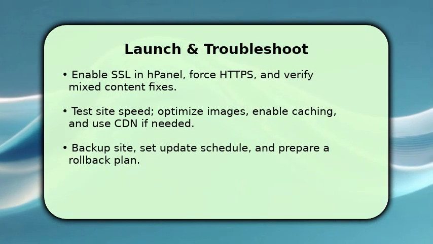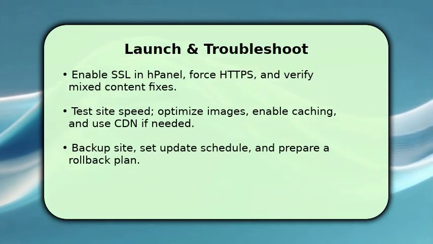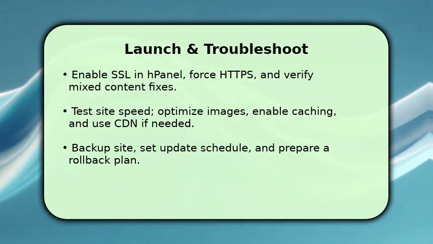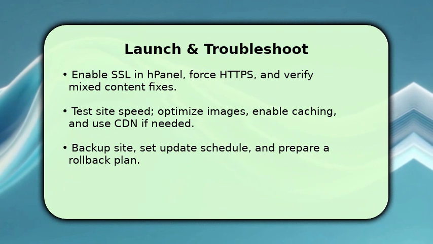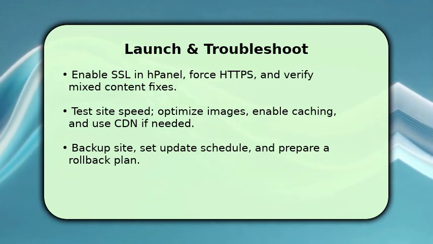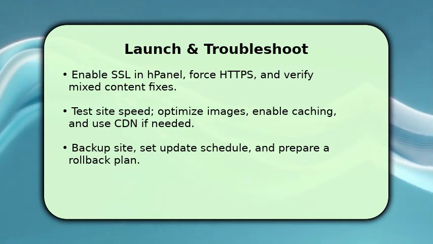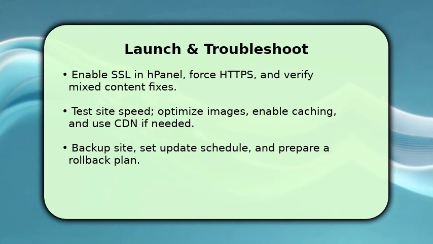You're ready to launch. Enable SSL in hPanel and force HTTPS across the site so browsers trust your blog. After that, run speed tests and address slow elements, compress images, enable caching, and consider a CDN for global reach. Make a full backup and schedule automatic updates for WordPress, theme, and plugins.